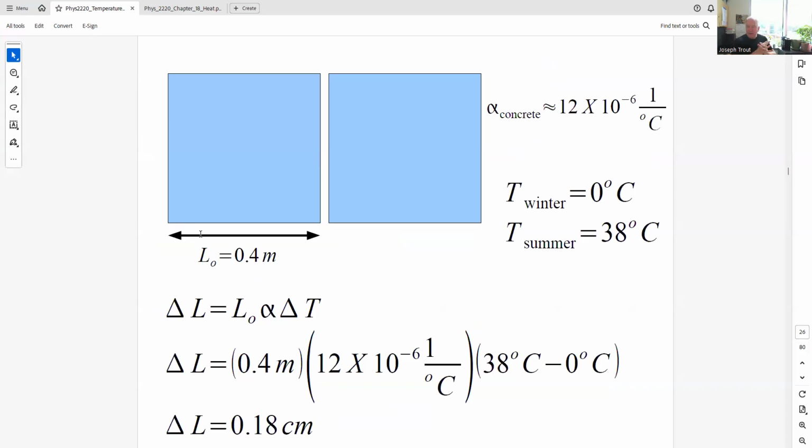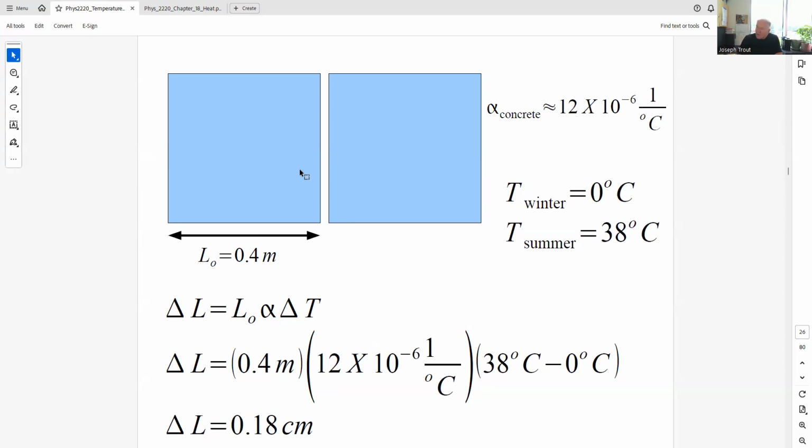So for example, how much of a change in length are you going to have for a piece of concrete? And so how far apart should you put the pieces of concrete? So here we see about 0.4 meters is a good approximation for a sidewalk slab. And the delta L will equal the initial length times alpha times delta T. Okay. I know it's also going to expand in the other direction, but I don't care because I'm just trying to make sure it doesn't collide with the other piece and tilt up and break.